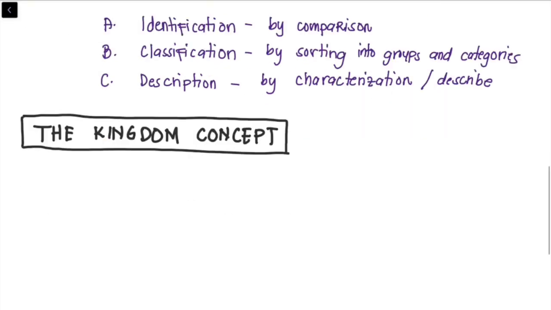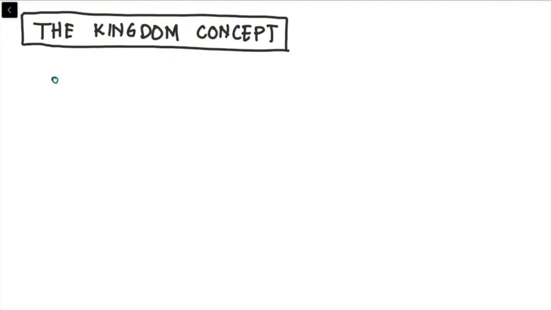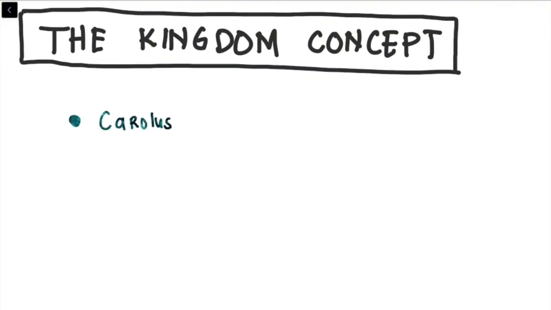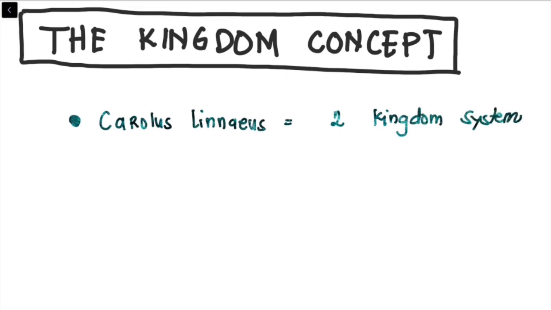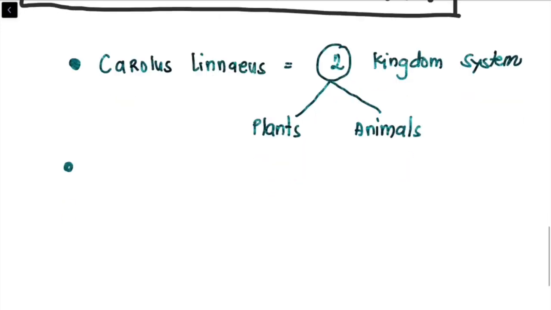Now, let us proceed with the kingdom concept. So ito po yung parang history. So we have Carolus Linnaeus. Please don't forget the spelling. He actually introduced the two kingdom system. Nandun sa dalawang yan ang plants and animals. Sessile photosynthetic ang plants, syempre.